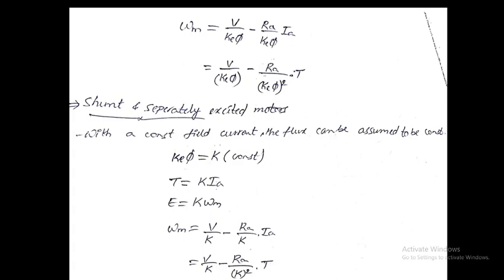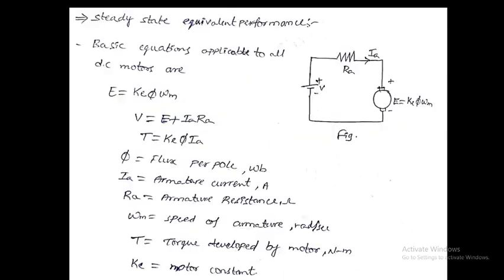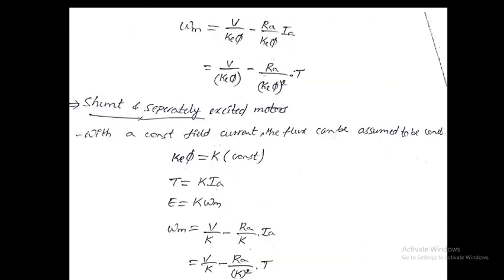Here I can replace the armature current Ia by using the torque equation. Torque T is equal to Ke into phi Ia. From there, Ia is equal to T by Ke phi. So in the first equation, omega m is equal to V by Ke phi minus Ra Ia by Ke phi. There Ia can be replaced by T by Ke phi, so I get V by Ke phi minus Ra into T by (Ke phi) whole square, because Ia is equal to T by Ke phi. So these are the general equations.